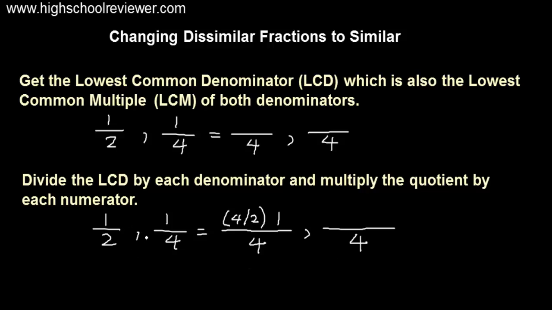Okay, 4 divided by 4. We'll put here 4 divided by 4 and multiply by the numerator, which is 1. And this will now be 4 divided by 2 is 2 multiplied by 1, that is 2 over 4. And 4 divided by 4, that is 1. 1 multiplied by 1 is 1 over 4. Okay. Therefore, 1/2 and 1/4, when changed to similar fractions, are now 2 over 4 and 1 over 4. And these are our final answers.